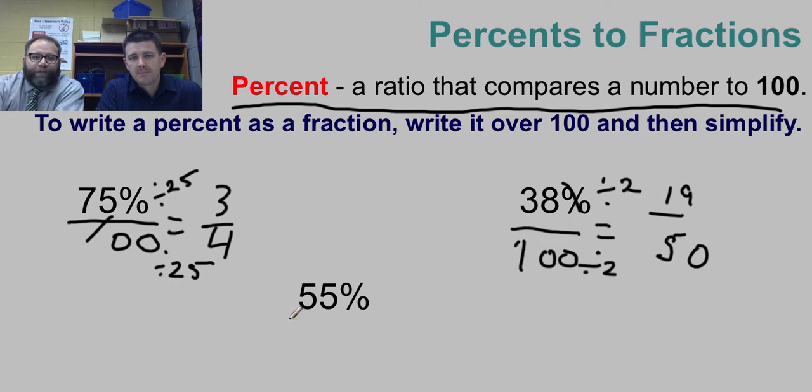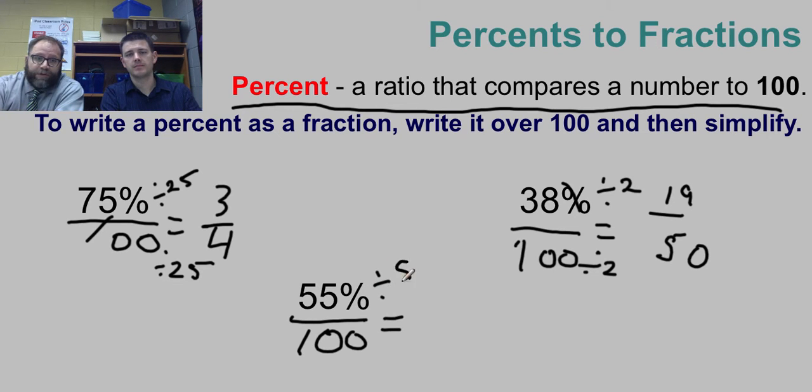Then 55%, if we put that over 100, then we're going to look for something that we can simplify it with. My first thought is always 5s and 10s. This one is a 5 for me. So if I divide by 5, that's going to give me 11 over 20. 11 twentieths. So to turn them into a fraction, you simply write it over 100, and then the trickier part, you always have to simplify that fraction.